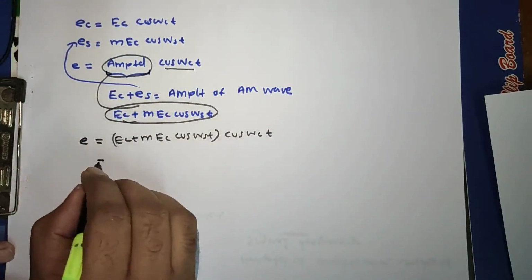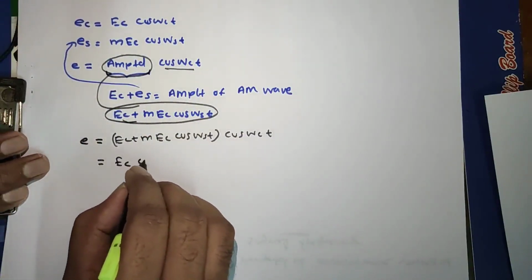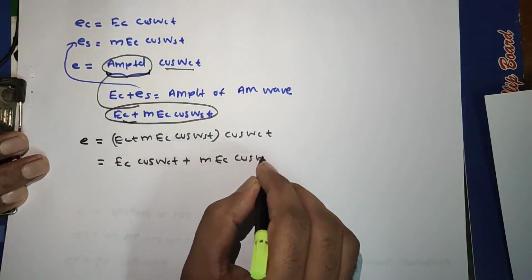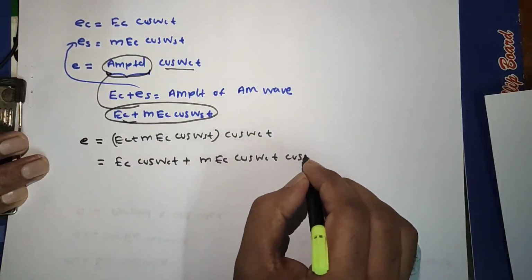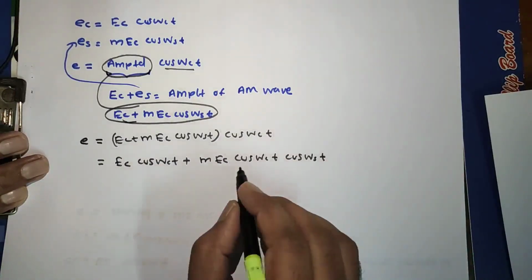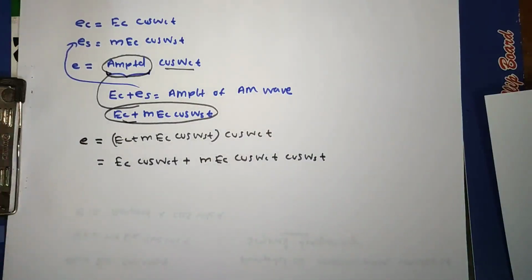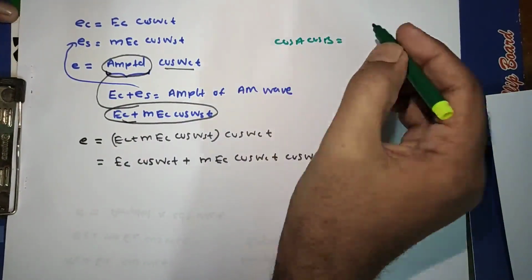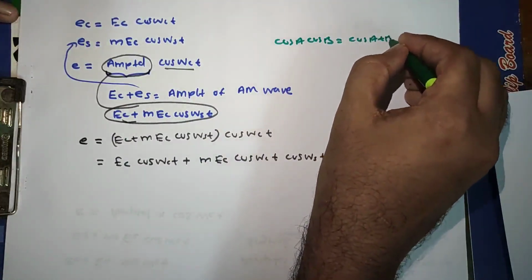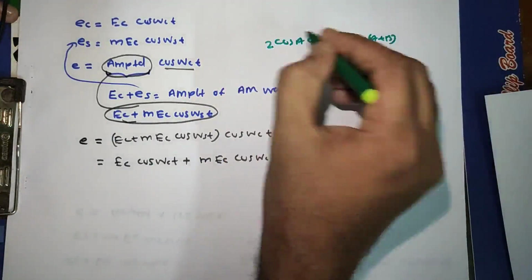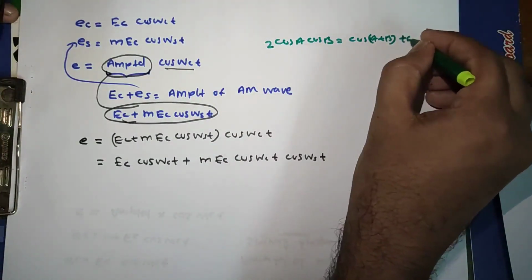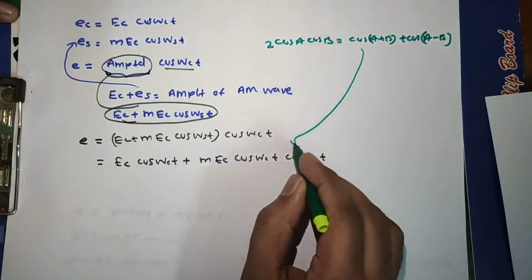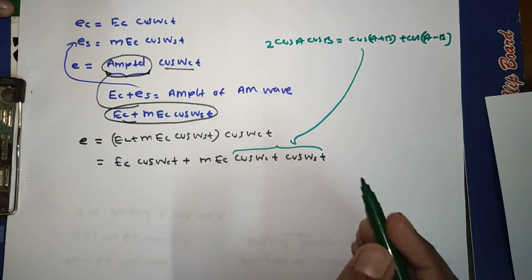Okay, now we can expand this term. The first will be EC into cos omega c t plus M EC into cos omega c t into cos omega s t. Now this form is a cos A cos B form. So we have an equation: 2 cos A cos B is equal to cos A plus B plus cos A minus B. So I will be using this equation for these two terms.